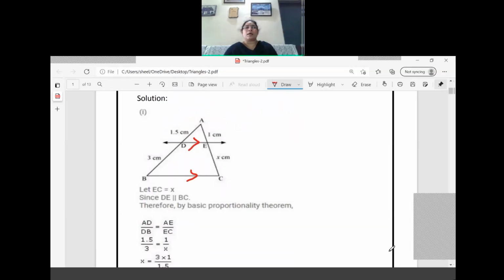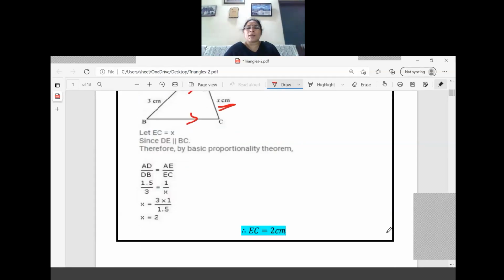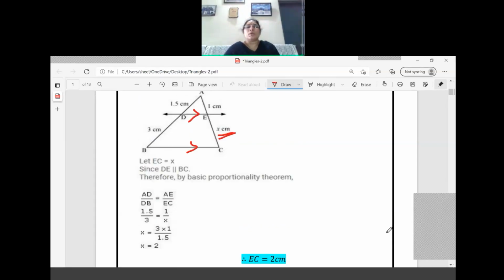So we are assuming that EC equals X. This is unknown to us, just a simple sum only. By the BPT theorem, what we can write: AD by DB equal to AE by EC. D and E are the division points of the line. So AD by DB equal to AE by EC. Just substitute the values and solve for X.